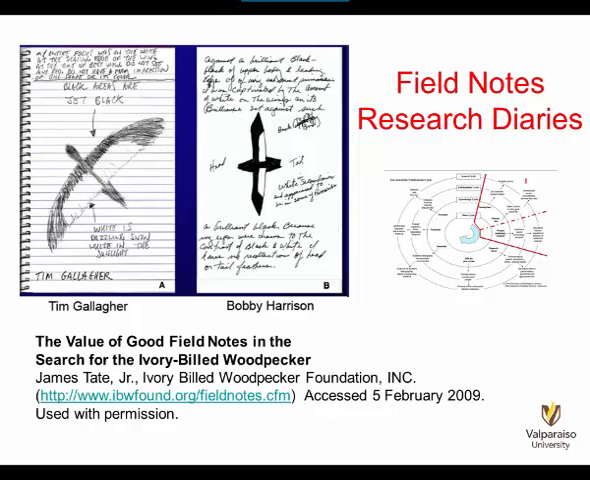Here's an example of field notes from 2 different ornithologists of what might be an ivory-billed woodpecker, a possibly extinct bird. These field notes are only accessible to us because the authors put them on a website.